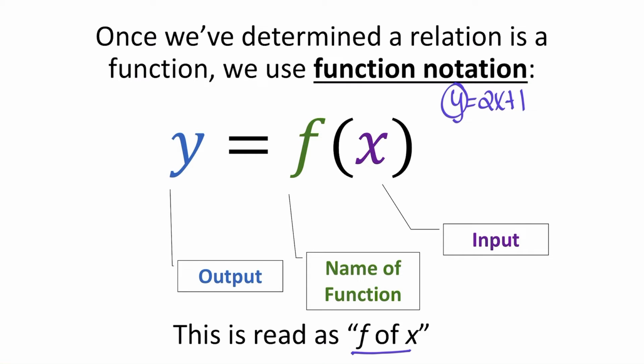f is the most commonly used letter because we're talking about functions, but you can actually name your function anything you want. You can call this q of x. You can call it p of x. You can pick any uppercase or lowercase letter that you like when you're naming your function. The x is in parentheses because x is the input value.